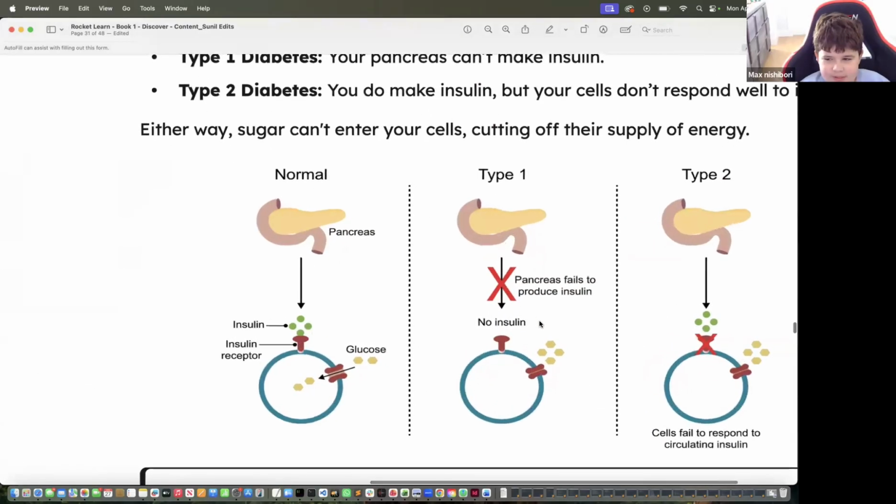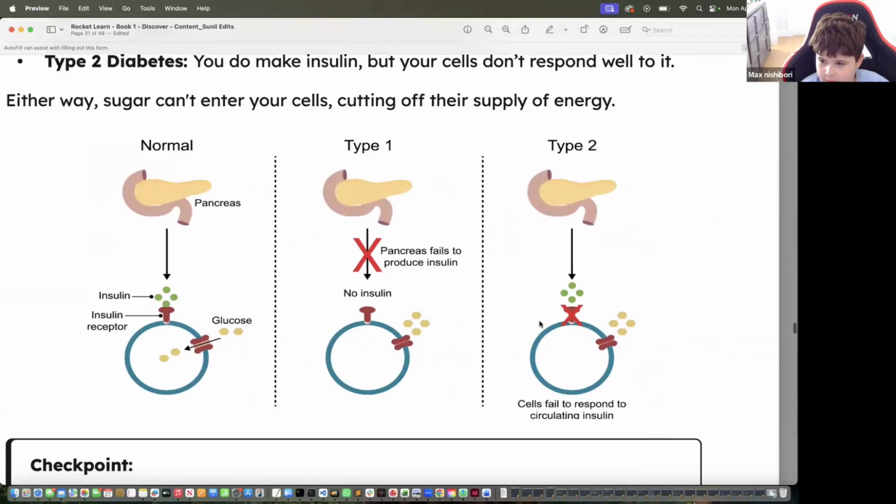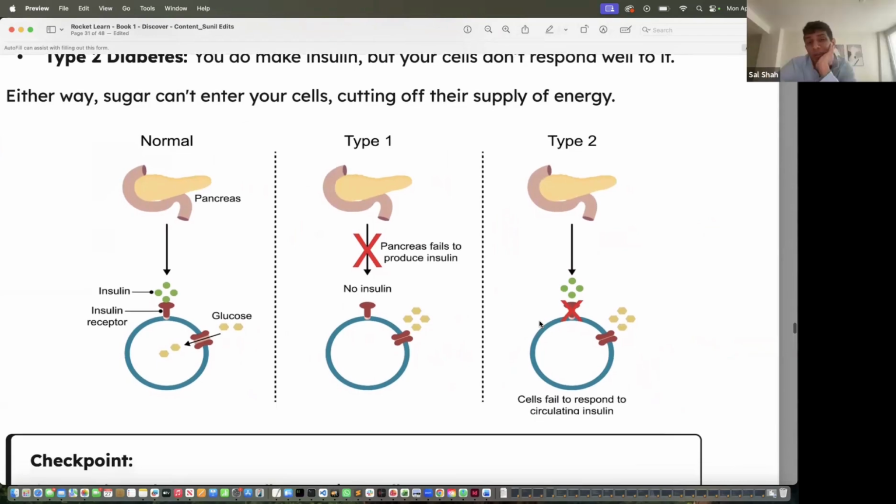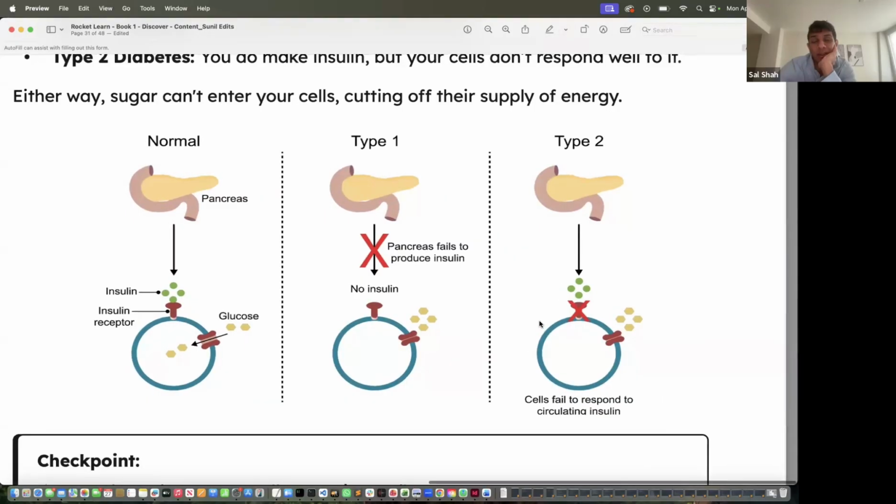Wait, isn't type 1 diabetes something that you're born with? It's something that you develop usually in juvenile ages, but people also develop it in later ages. Oh, is type 2 the one that you just immediately get? No, type 2 diabetes is usually developed later in life. You gain weight, your genetics kick in, because type 2 diabetes is when your cells do not respond to insulin. You're making insulin, but your cells are just not responding to it. So your sugar can't get in. But in either situation, your sugar can't get in.